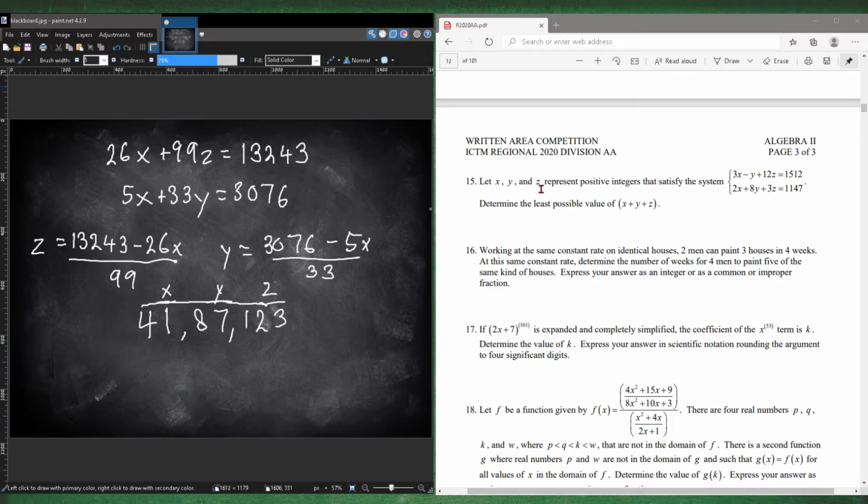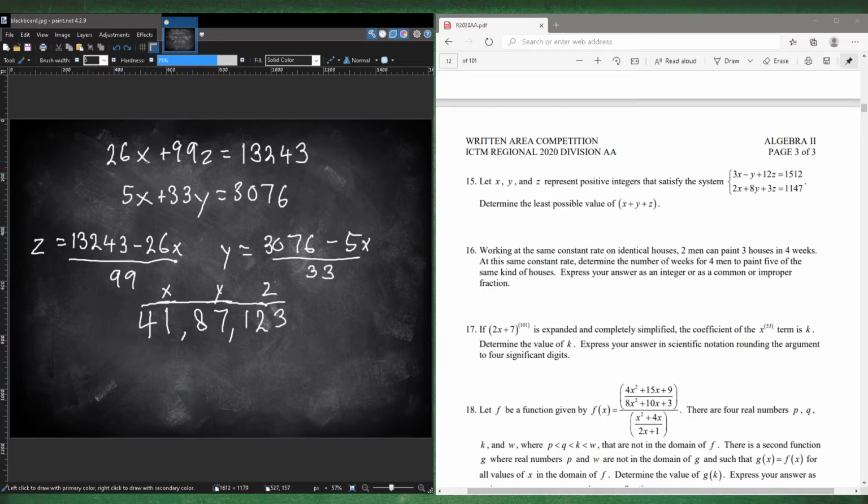Basically, how we're going to check if this is the least possible is that if we look at these two equations, if we have a value for x, which we're starting off at 41, for it to be an integer for the next one, while z also has to be an integer, you have to scale up x by 99, and you have to scale up z by 26. And then same thing here, x scales up by 33, and y scales up by 5.